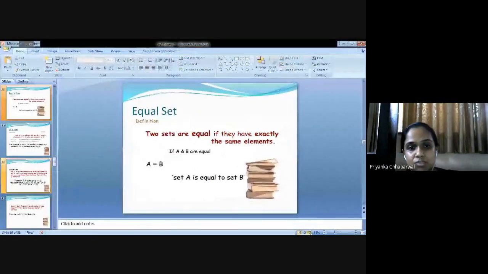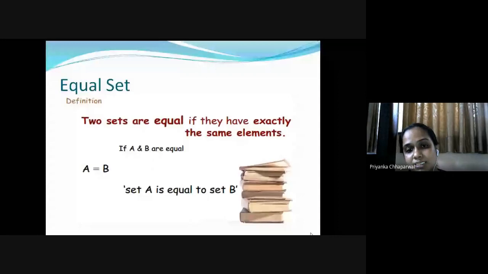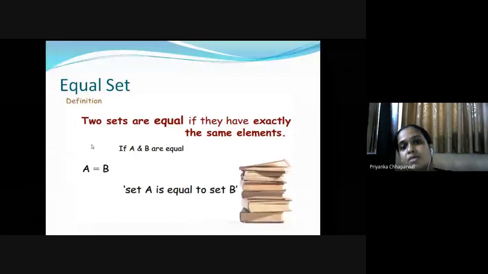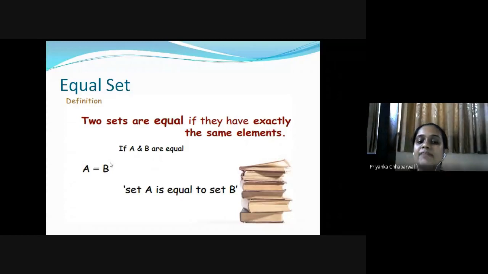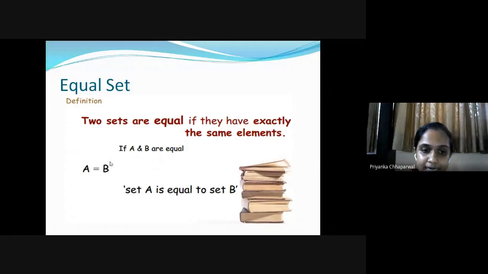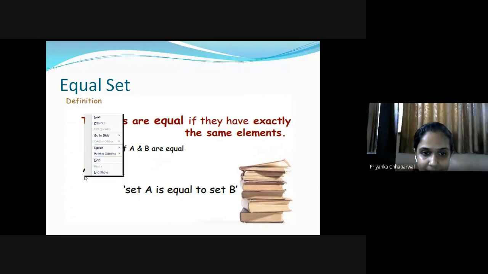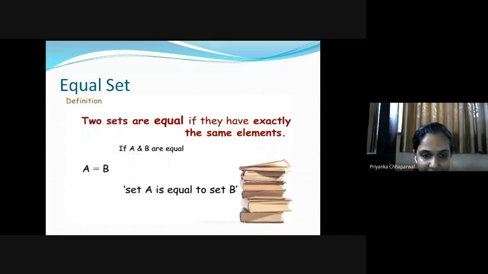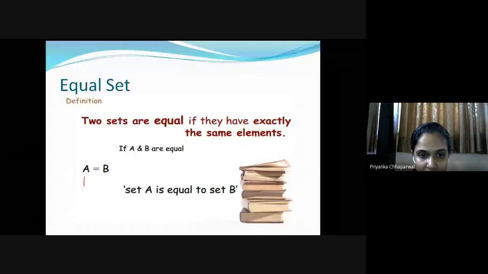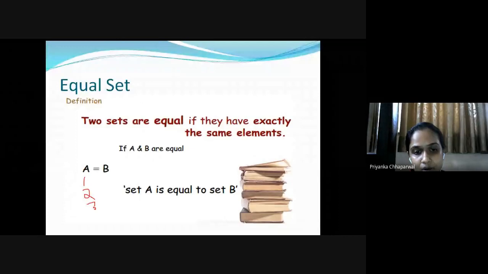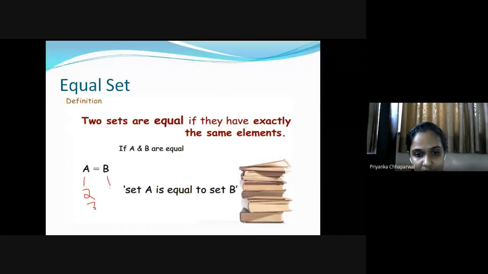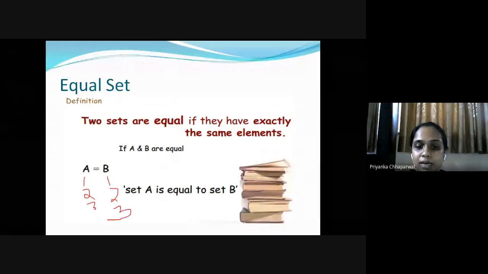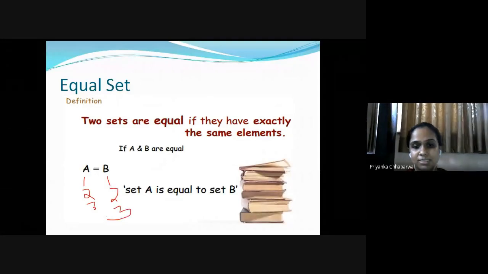Okay, next is the equal set. Then what is an equal set? Two sets are said to be equal if they have exactly the same elements. Means set A and set B both have the same elements. Suppose in set A we have the elements 1, 2, 3, and in set B also the elements 1, 2, 3. Then it is known as an equal set.